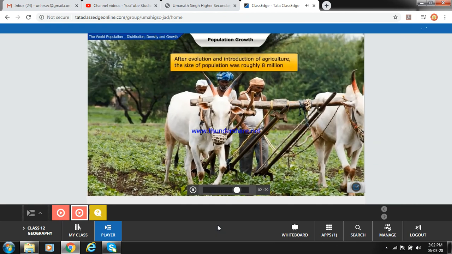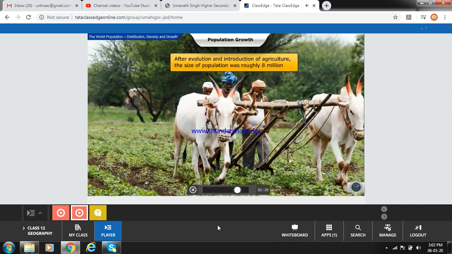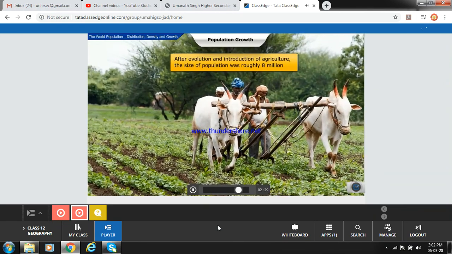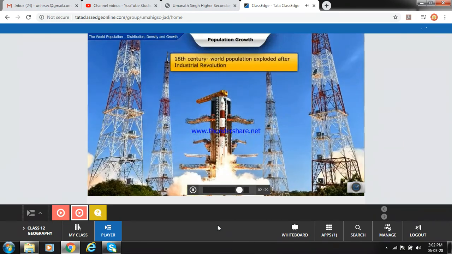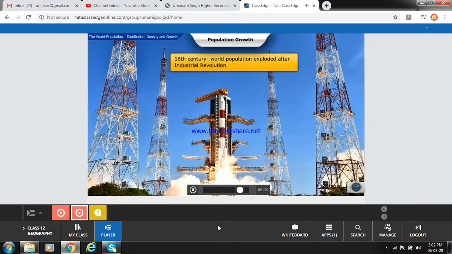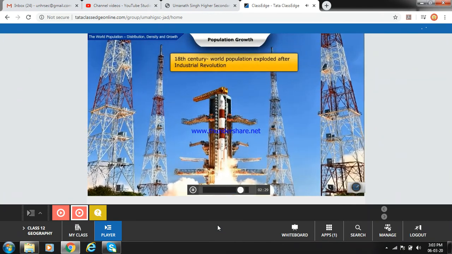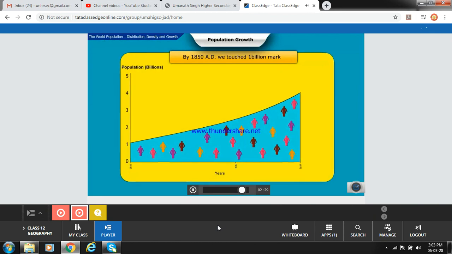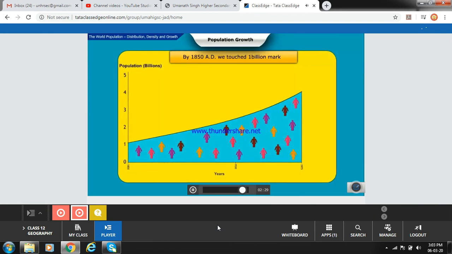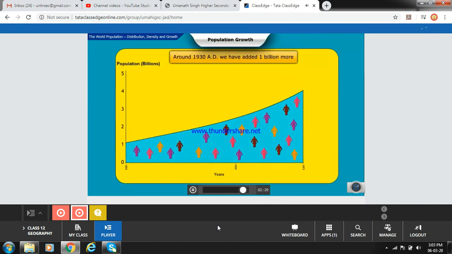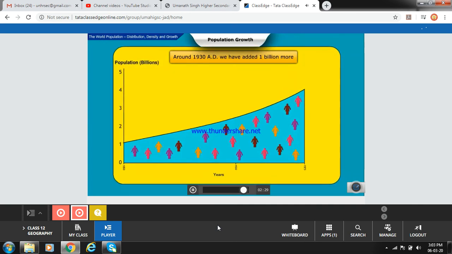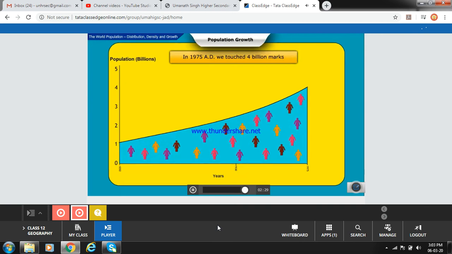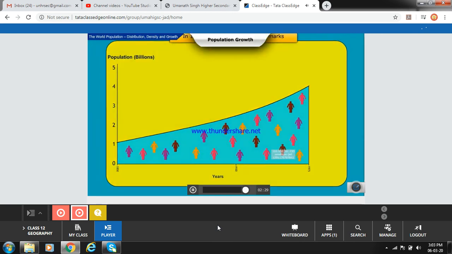After evolution and introduction of agriculture, the size of population was small, roughly 8 million. In the 18th century, world population exploded after the Industrial Revolution. By 1850 AD, we touched the 1 billion mark. Around 1930 AD, we added 1 billion more. In 1975 AD, we touched the 4 billion mark.